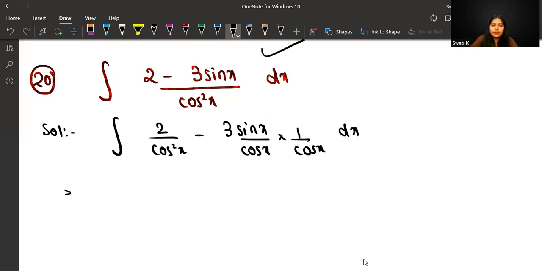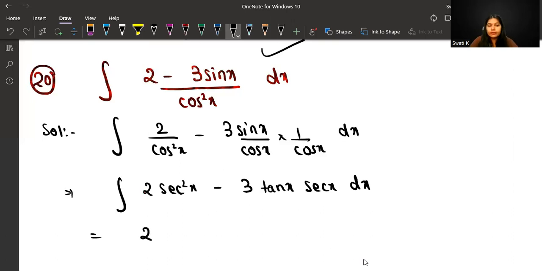Now, why did I do this? Because I'm going to convert this into a formula. 2 upon cos square x becomes 2 sec square x, because 1 upon cos x is sec x, so 1 upon cos square x is sec square x. Minus, this becomes 3 sin x upon cos x, which is tan x, into 1 upon cos x, which is sec x, and then dx. Now 2 is outside. Integration of sec square x is tan x, minus 3 integration of tan x sec x. Integration of sec x tan x is just sec x, so 3 into sec x plus c.